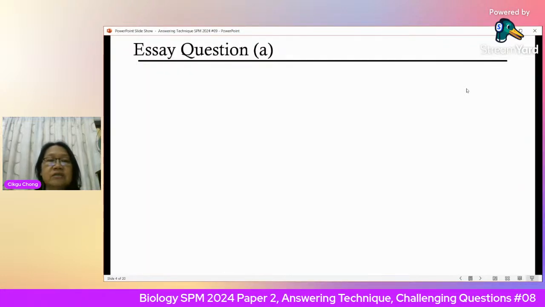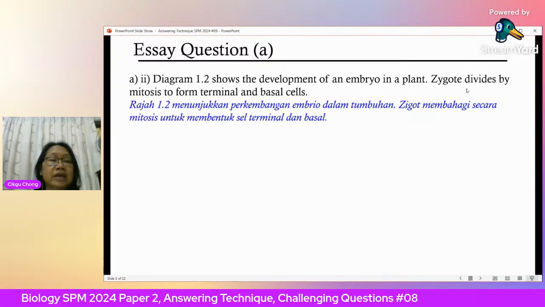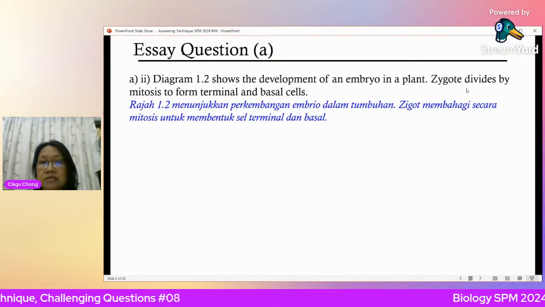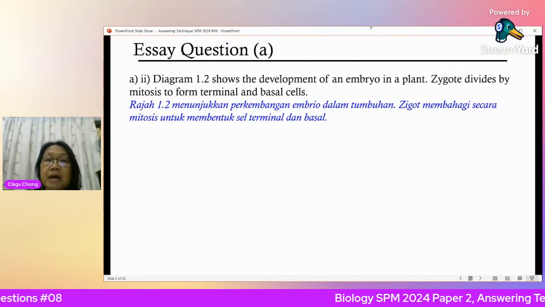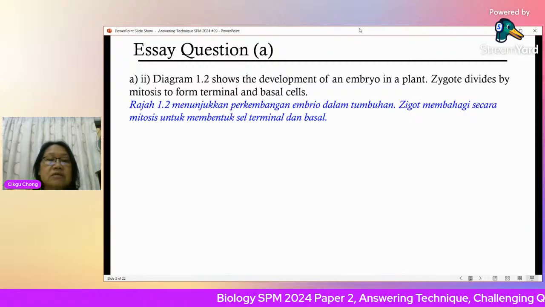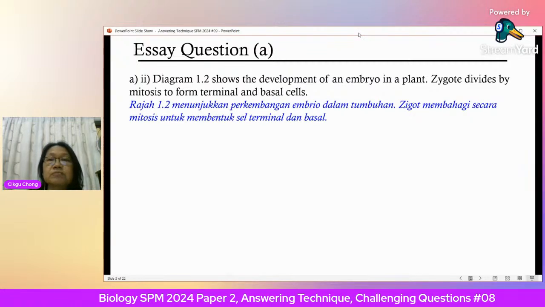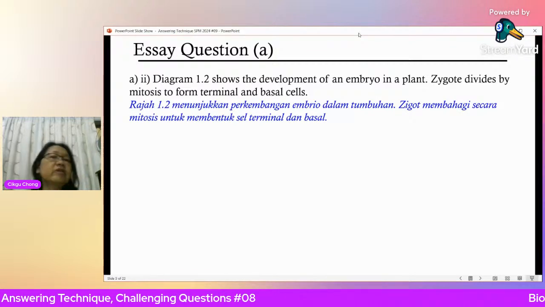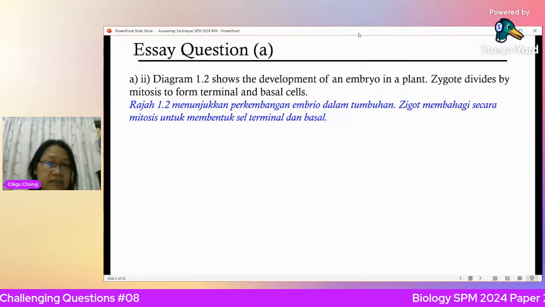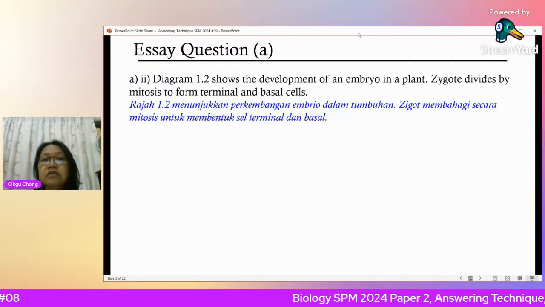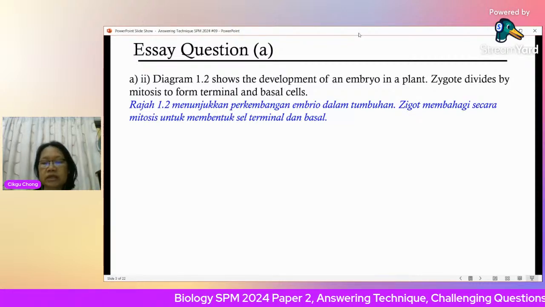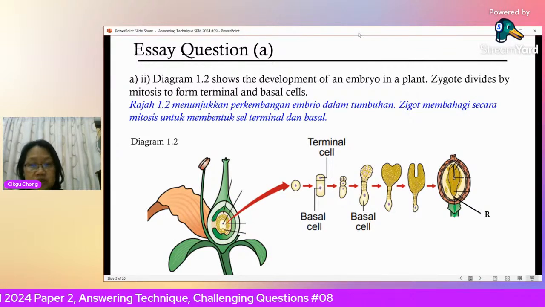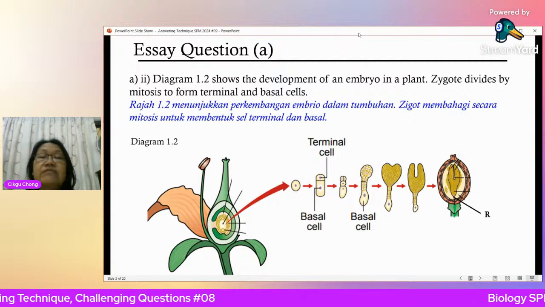A2 actually. Diagram 1.2 shows the development of an embryo in a plant. The zygote divides by mitosis to form terminal and basal cells. This part you probably would not revise much. If you did not revise, of course, try not to choose this question, right? In your essay you have a choice. But if you have revised it, you need to explain what happens if this R structure does not develop.